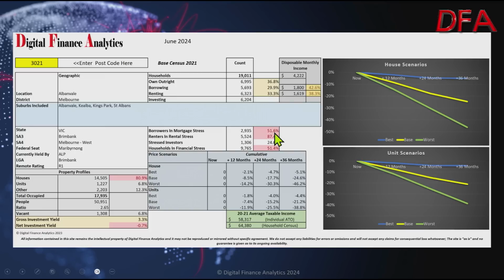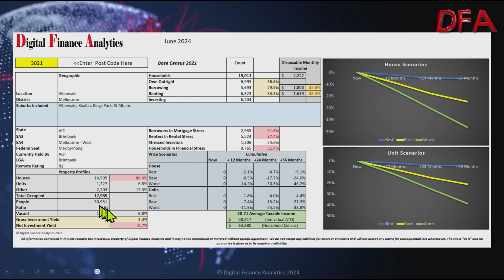Mortgage stress is pretty high at 51.6%. That's more than 2,900 households. Rental stress is even higher at 87%, more than 5,500. Some stressed investors as well. But the net of all this is that households in financial stress is more than half of households in the postcode. Looking at the property mix, 80% of houses, some units and other types of property there too.